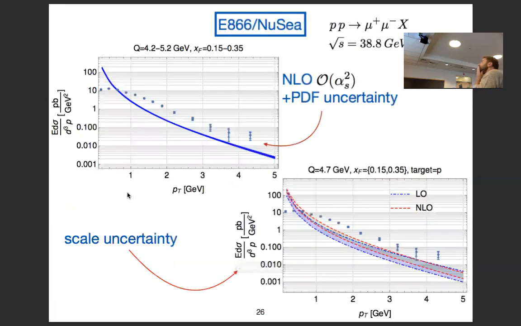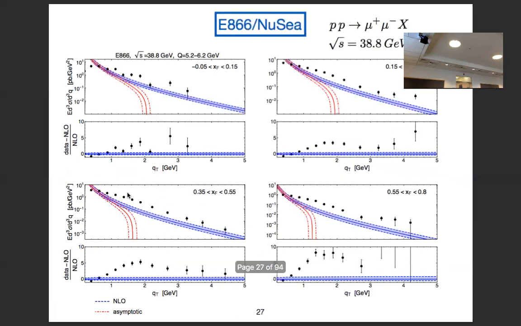Okay. This is E866. Again, next-to-leading order plus PDF uncertainty. We changed PDF here, and the variation is like this. Please have a look at the logarithmic scale. So these are very far from theory. And here you have scale uncertainty. Again, we're not on data at all.